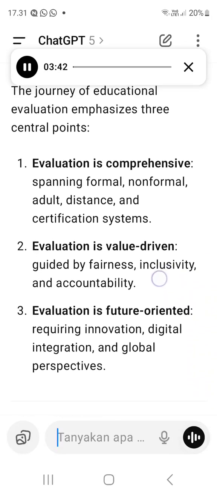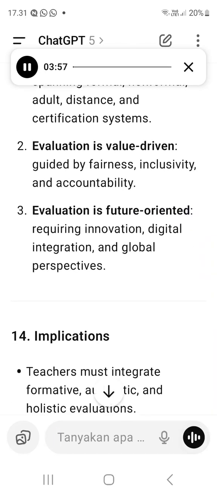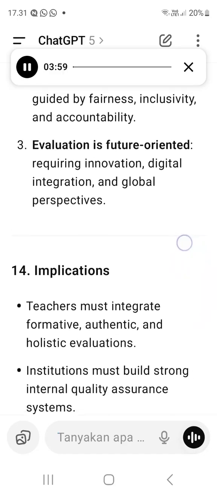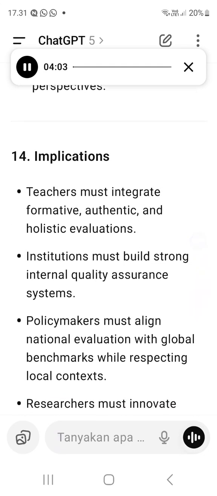Synthesis. The journey of educational evaluation emphasizes three central points. One, evaluation is comprehensive, spanning formal, non-formal, adult, distance, and certification systems. Two, evaluation is value-driven, guided by fairness, inclusivity, and accountability. Three, evaluation is future-oriented, requiring innovation, digital integration, and global perspectives.